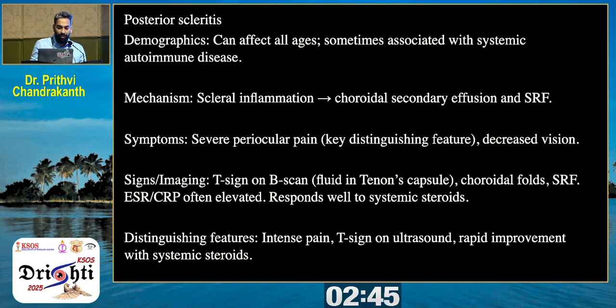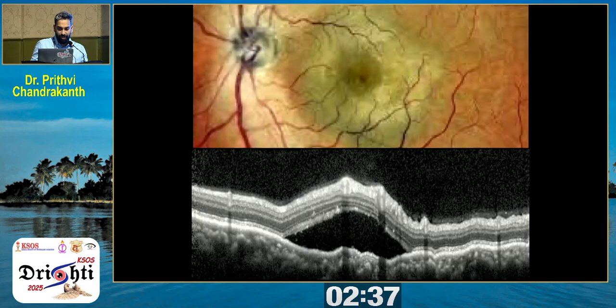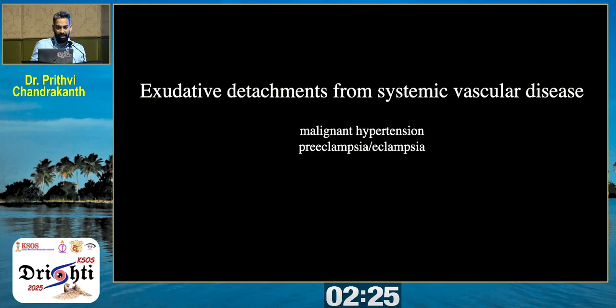And choroidal folds can occur. With SRF, often ESR and CRP are elevated, and there will be intense pain. So this is the SRF of a posterior scleritis, which also looks like CSC. That's what we need to differentiate using a B scan, and also the patient will have pain. So that is one of the major differentiating points over here.